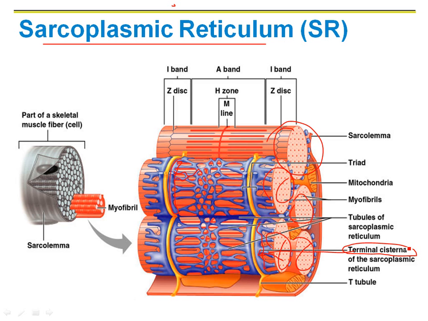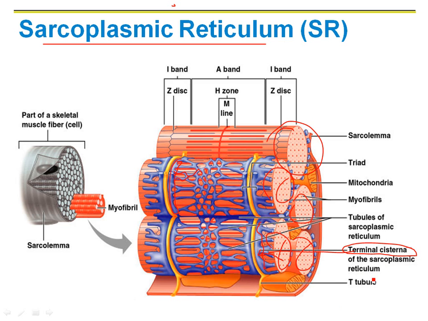Calcium gets stored in the terminal cisternae and in the sarcoplasmic reticulum. And the job of the sarcoplasmic reticulum is to pump calcium from the cytoplasm, store it, and then when an action potential is received, the terminal cisternae will release calcium into the sarcoplasm.